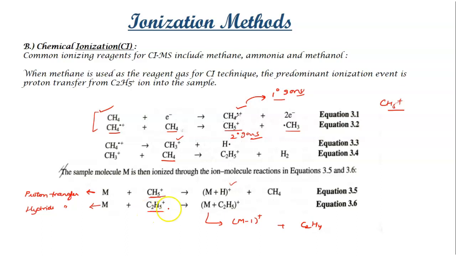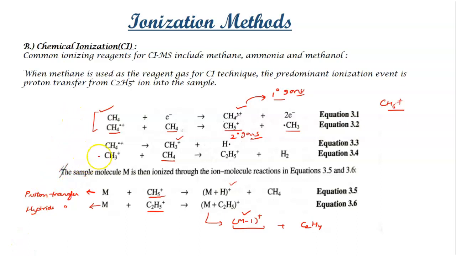What is happening? This particular sample ion, that molecular ion formed over here, can lose hydrogen to give prominent M minus 1 ions. Understanding? That is one method. So that is how you can use CH4 methane as a reagent gas.